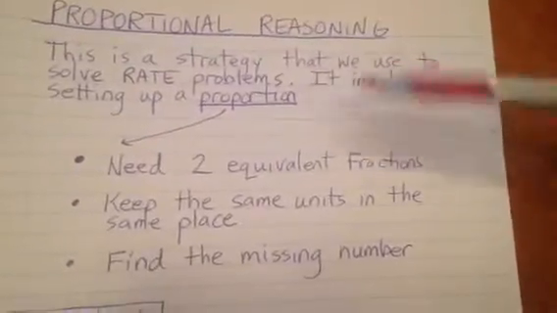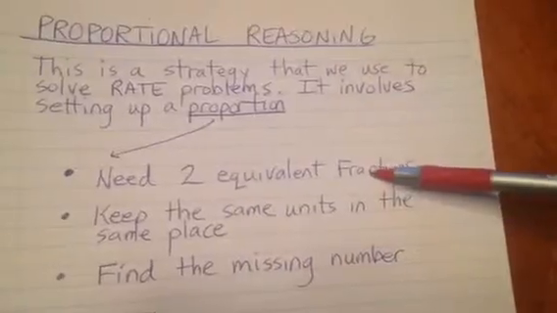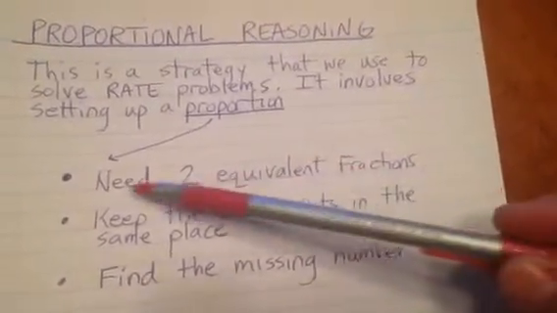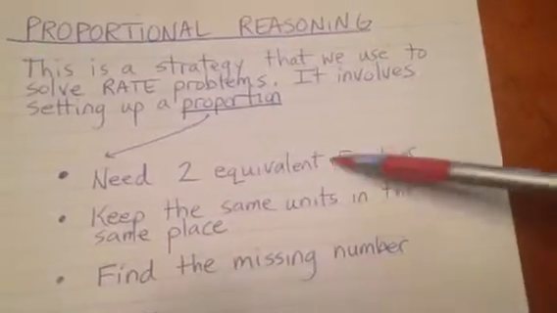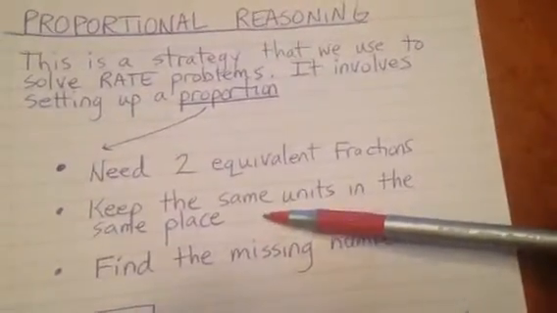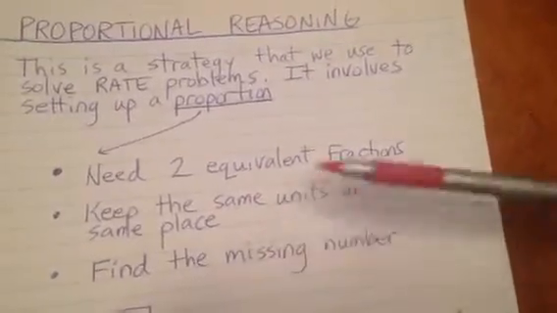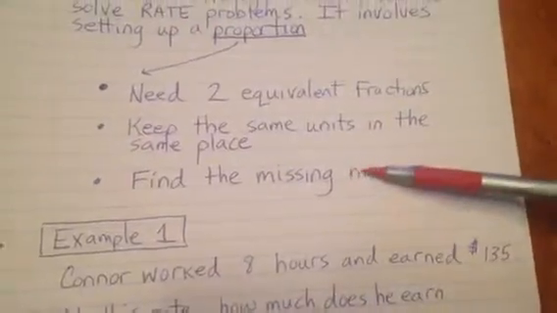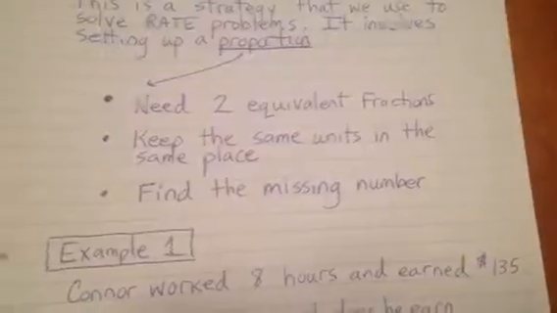So a proportion, you need two equivalent fractions written beside each other. So equivalent means equal. So you will see shortly that we are going to write two equal fractions. You always keep the same units in the same place. So top and bottom, they have to stay the same units in the same place, and you'll see that shortly. And finally, your job is just to find the missing number. So just remember those three things and watch what we do here.